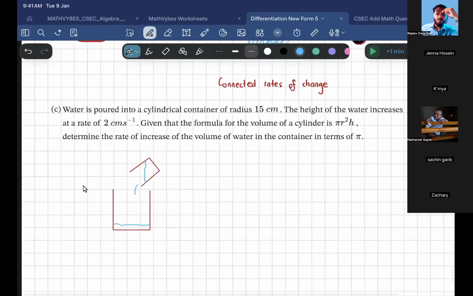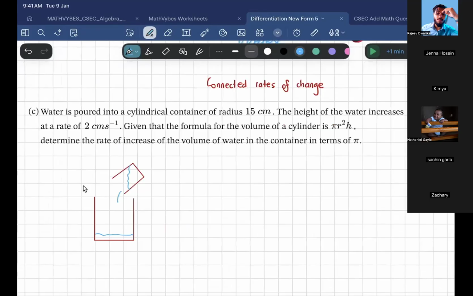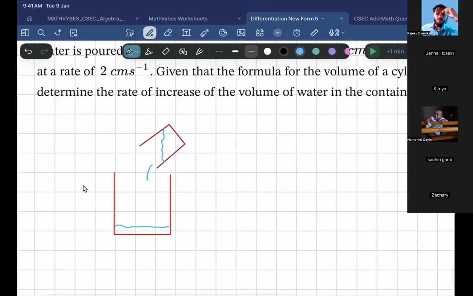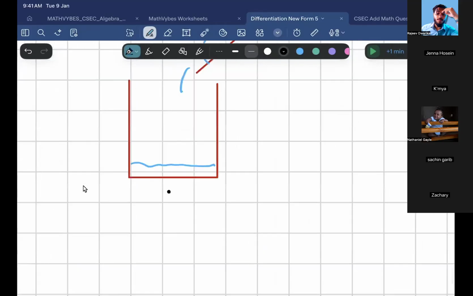Okay, so first things first, Jenna. Would you say that the radius of the cylinder is changing? No, sir. How about the rest of you, do you all think the radius of the cylinder will ever change? No, sir. Cool. So you want to identify some things that will remain constant. The radius, that's something that will never change.